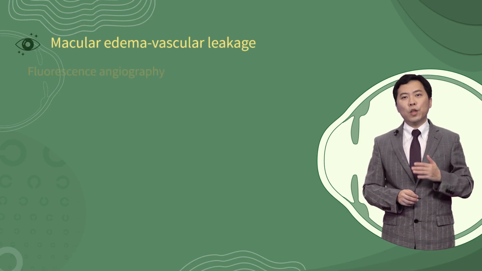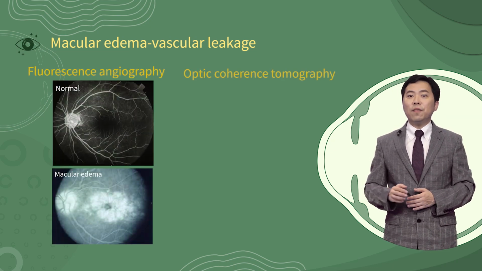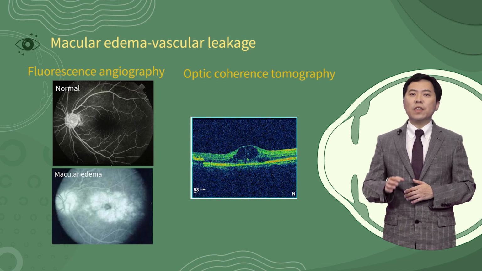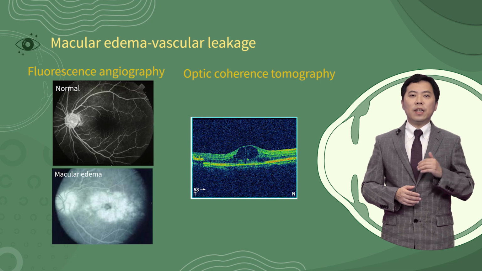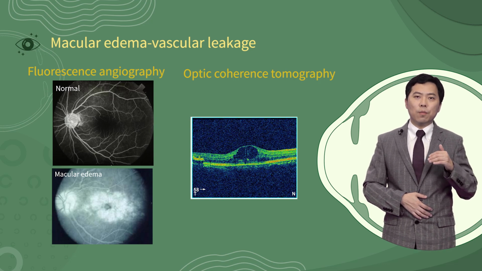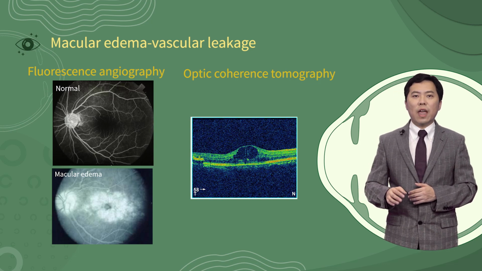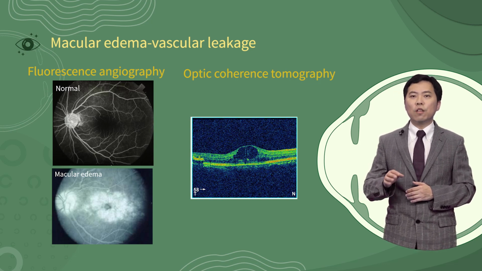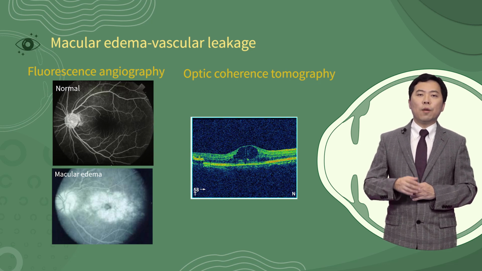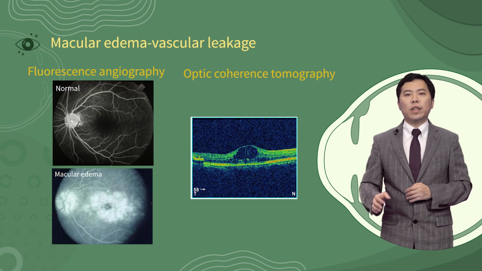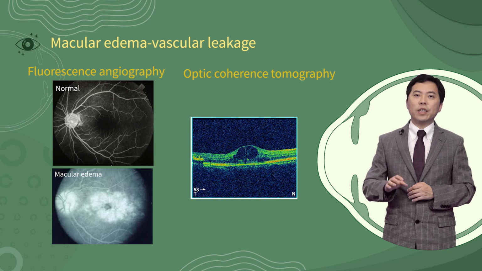The macula is a special region of the retina that gives us the most precise vision. Therefore, any disorder involving the macula would impair vision. Macular edema is the leakage of fluid from the blood vessel into the retina. It is hyperfluorescent at late stage, as shown in the fluorescein angiography photo. On optical coherence tomography, the thickness of the retina is increased. There are also some cystoid changes in the retina.